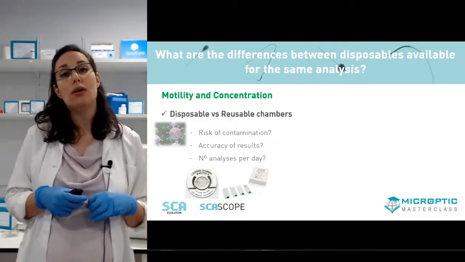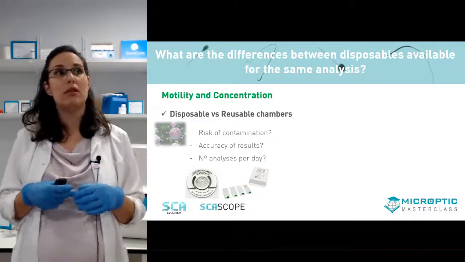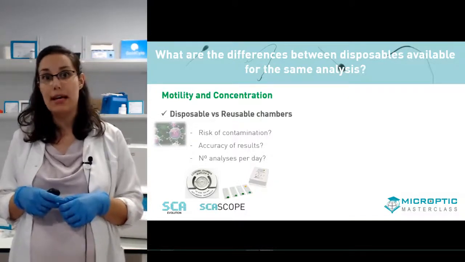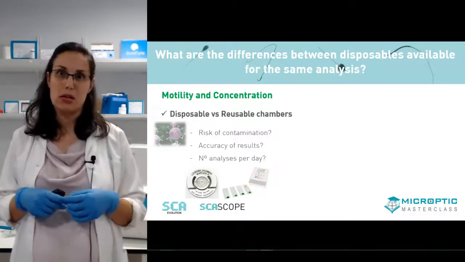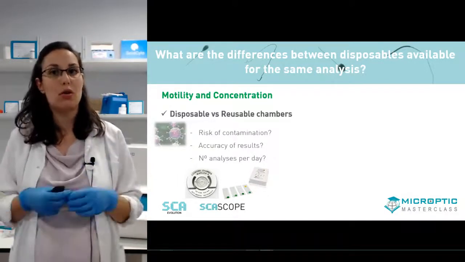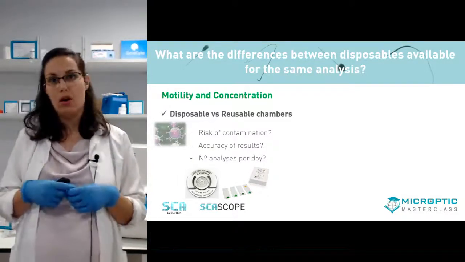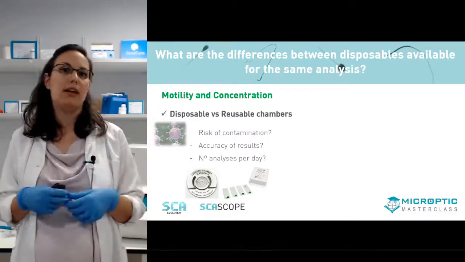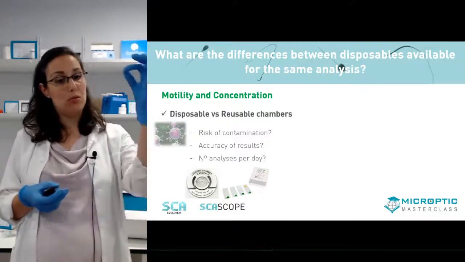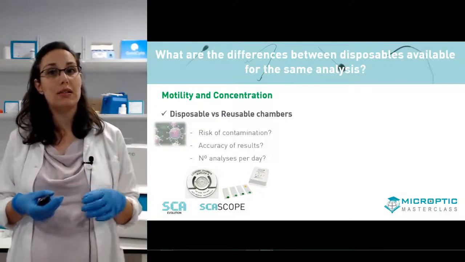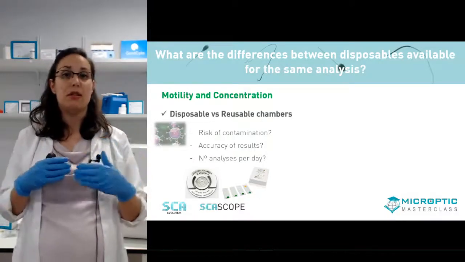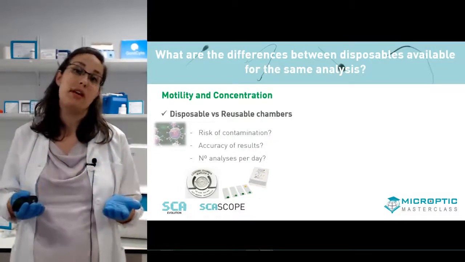Also, depending on the type of counting chamber you select, you need to dilute the sample a lot in order to do the counting, and this could introduce a small measurement error that could affect the reliability of results. Or in some cases, when you put the drop on this type of slide, the sample is not spread homogeneously. Therefore, the results obtained are not very accurate.